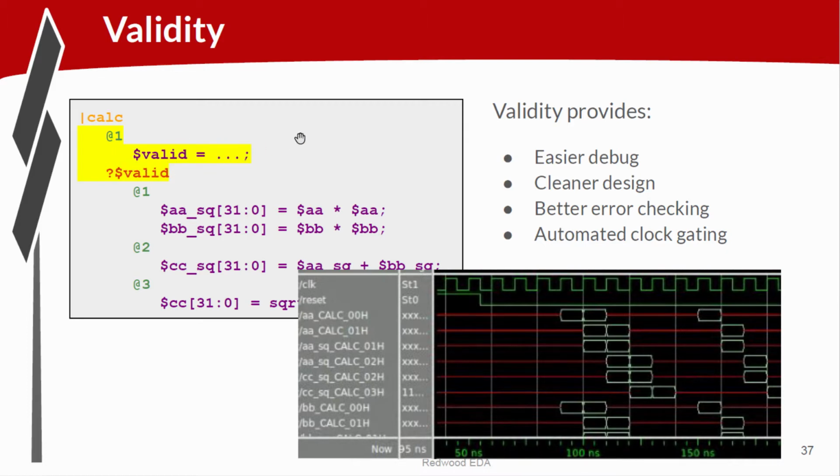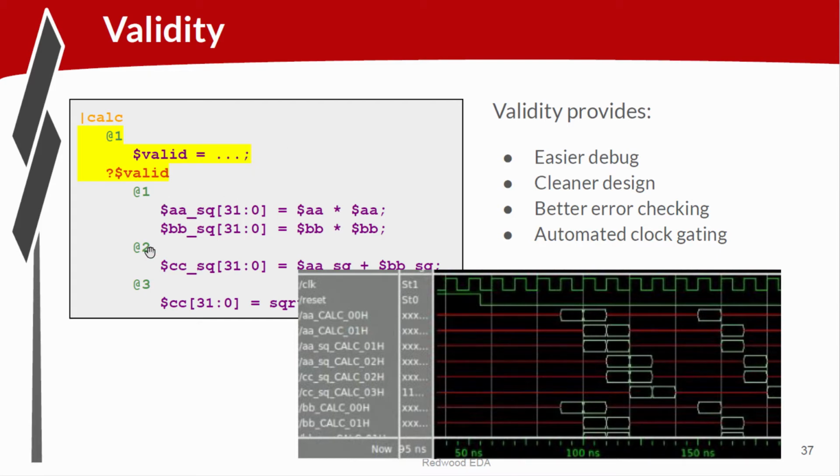Okay, so we saw in the exercise that you just did with the calculator that we had a calculator that was doing something meaningful every other cycle. On alternate cycles, the gates are there, the gates are doing something, they're driving a value, but that value has no meaning. And validity gives us a way to convey that.